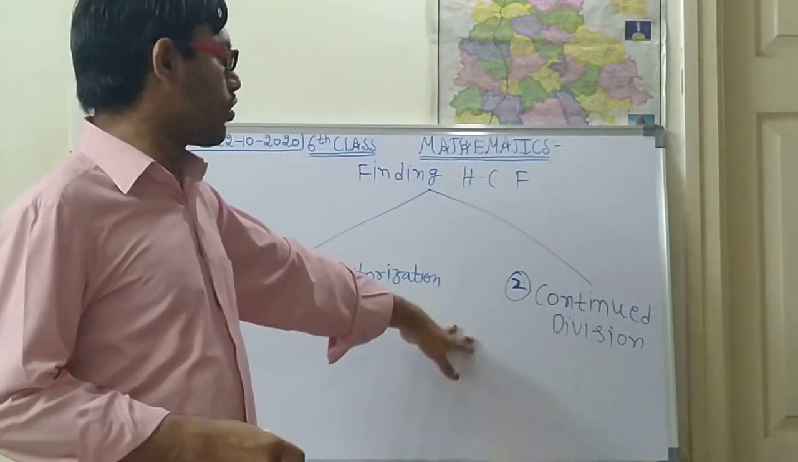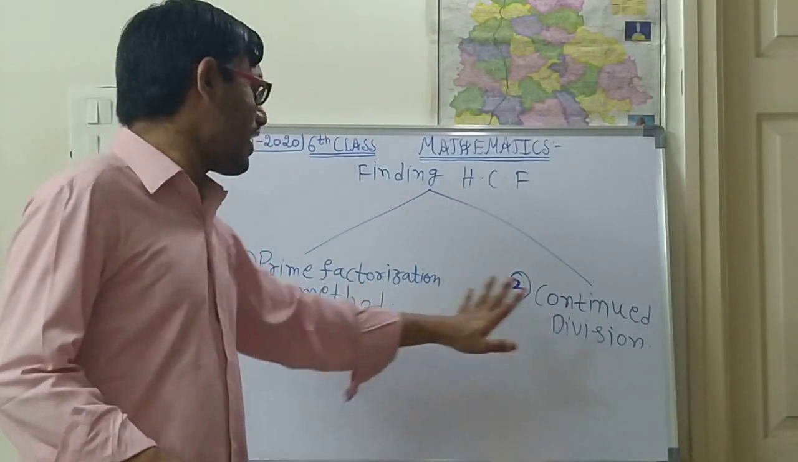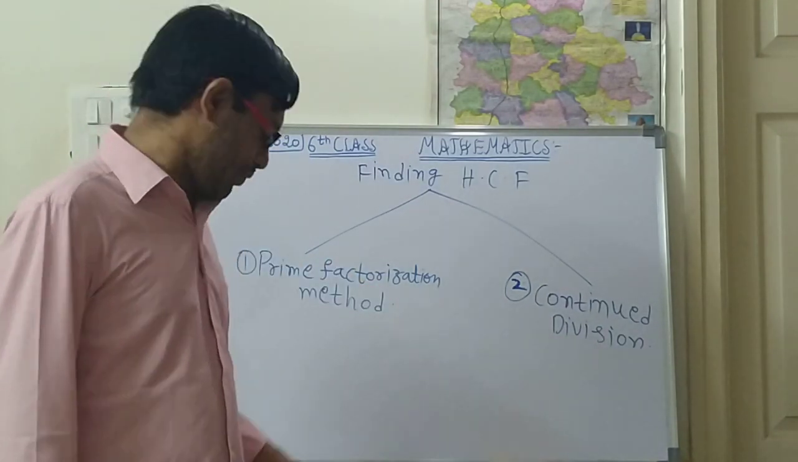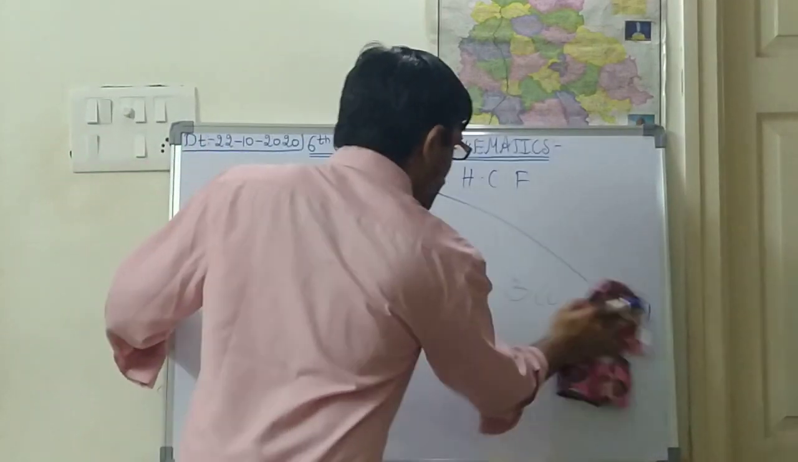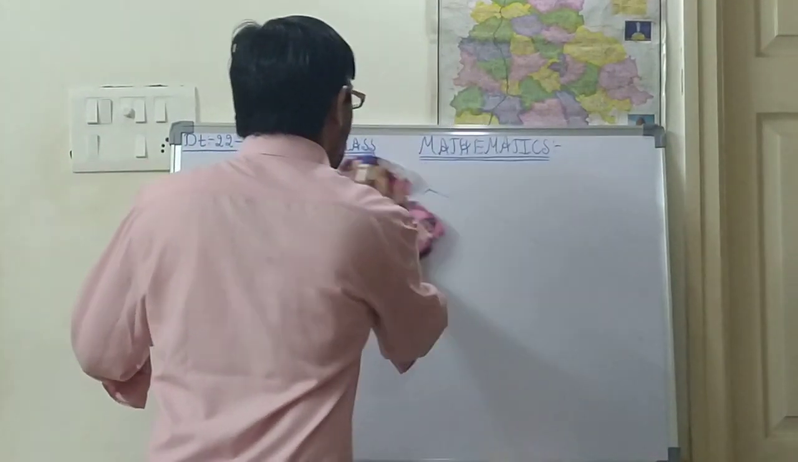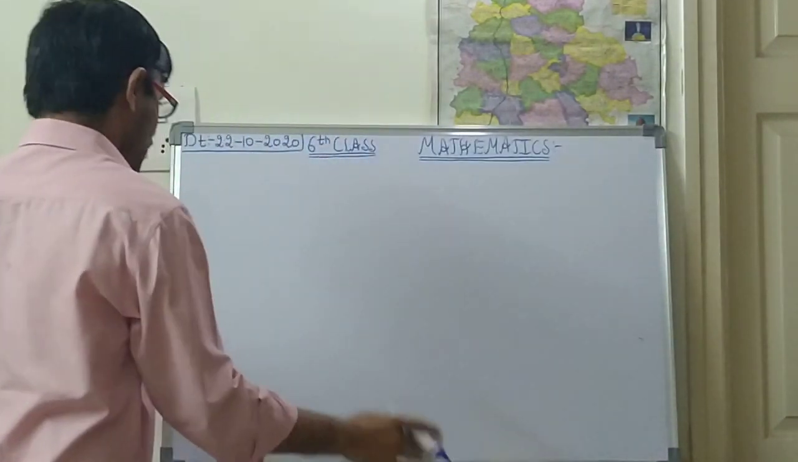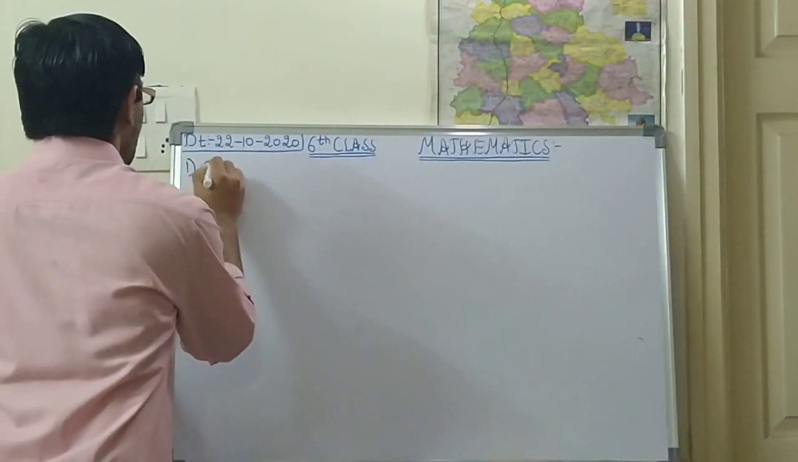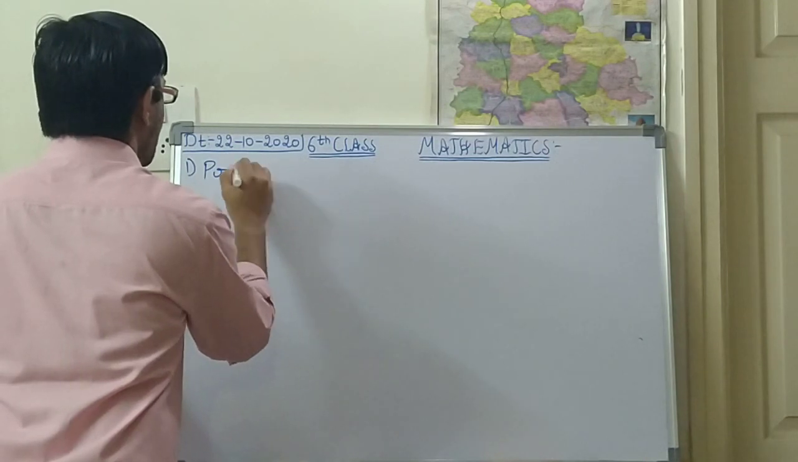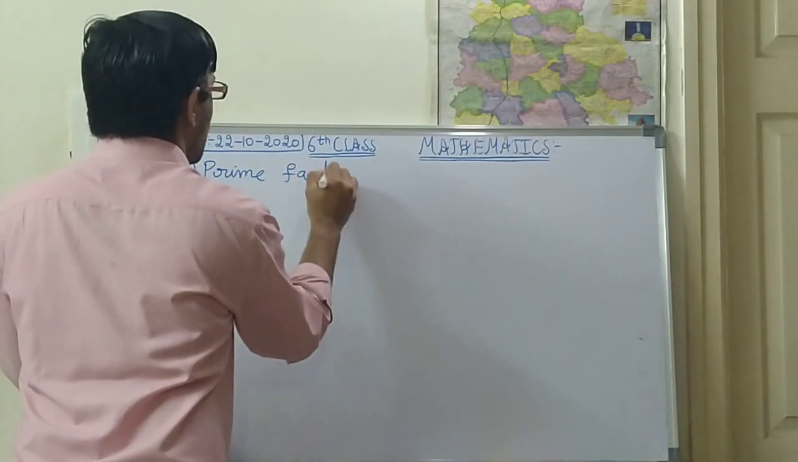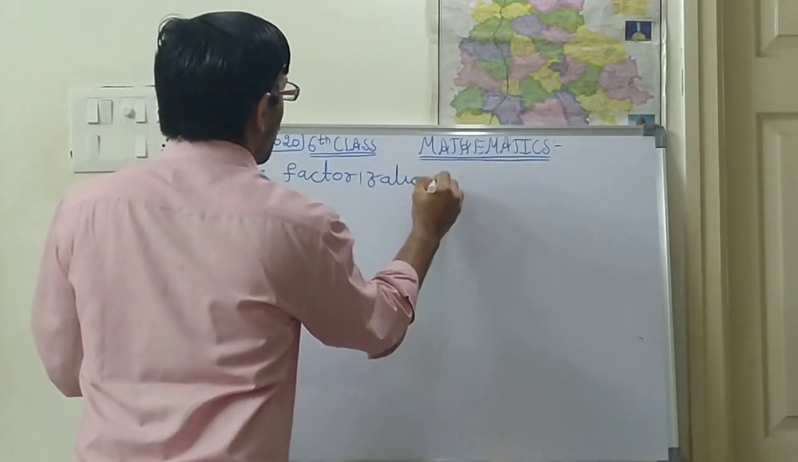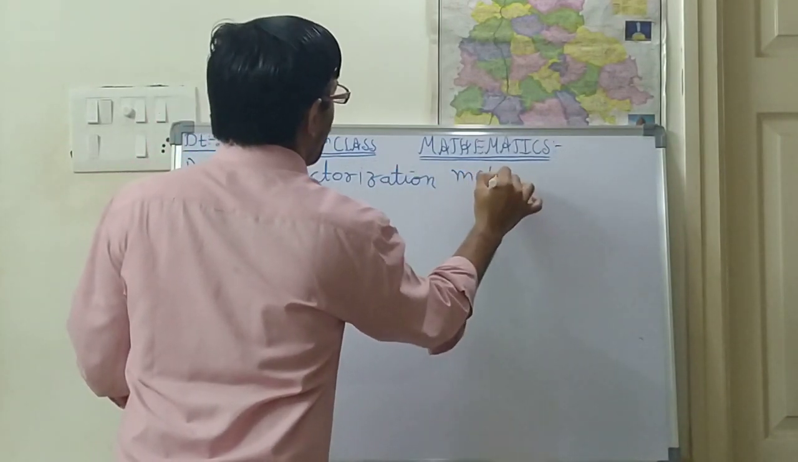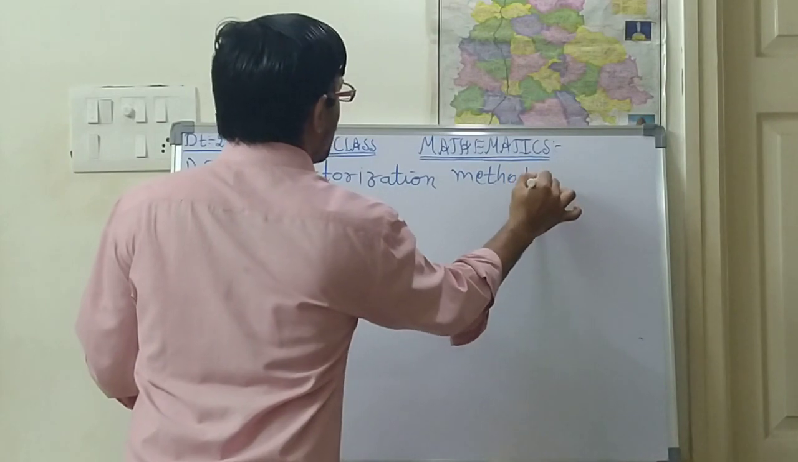Okay, so for that only we are supposed to understand what are these two methods. Okay, so here see children, now we shall do the first method, the first division method. So what is the first method? The first method is finding HCF using the prime factorization method.